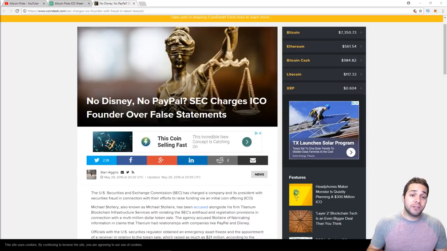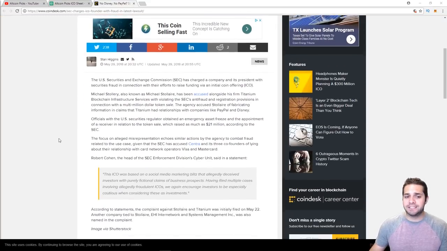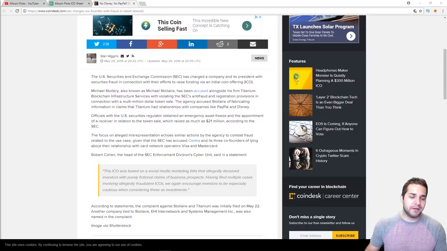So officials with the U.S. securities regulator obtained an emergency asset freeze. And Robert Cohen, who's the head of the SEC Enforcement Division Cyber Unit, said this ICO was based on a social media marketing blitz that allegedly deceived investors with purely fictional claims of business prospects. Having filed multiple cases involving alleged fraudulent ICOs, we again encourage investors to be especially cautious when considering these investments.